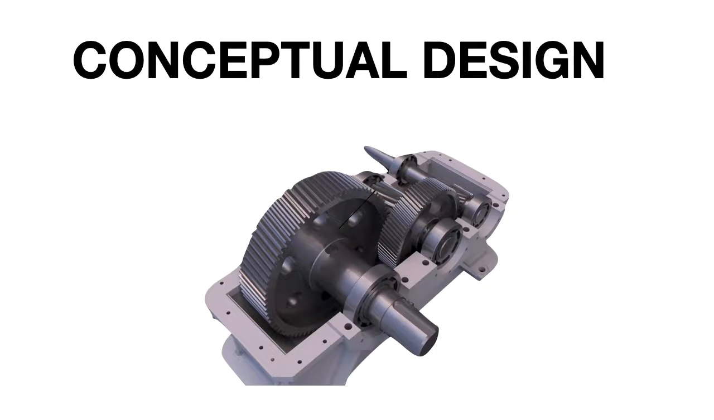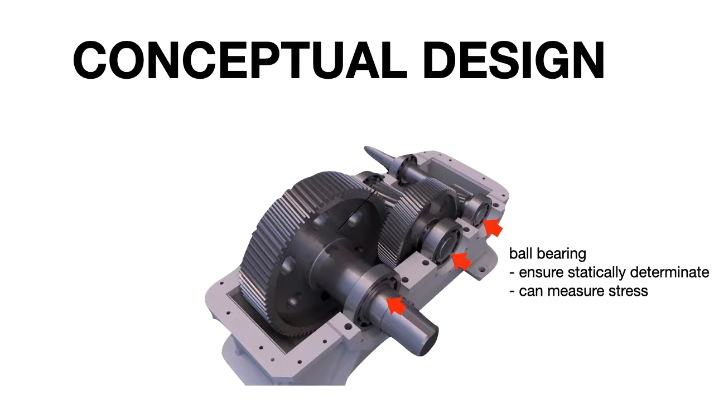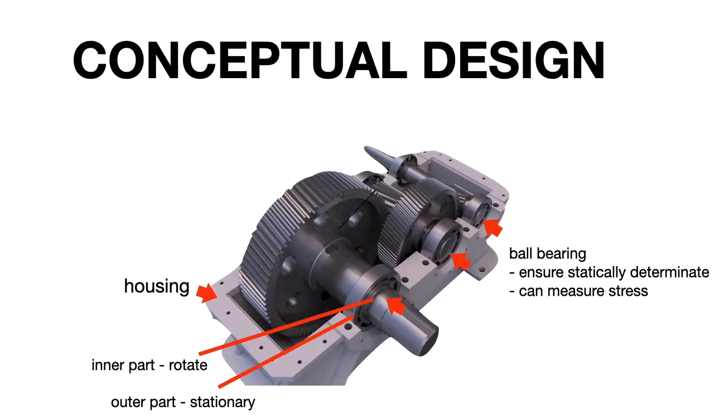Another additional machine element that you can consider in the design of your speed reducer is the attachment of the ball bearing. So this ball bearing ensures that the system is statically determinate, the balance, so that you can measure the stress value of that particular configuration. You can also design the housing of the speed reducer, by which the inner part of the ball bearing should rotate, but the outer part of the ball bearing should remain stationary. Okay, that is all for now.